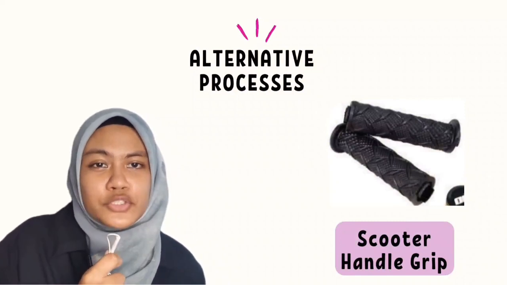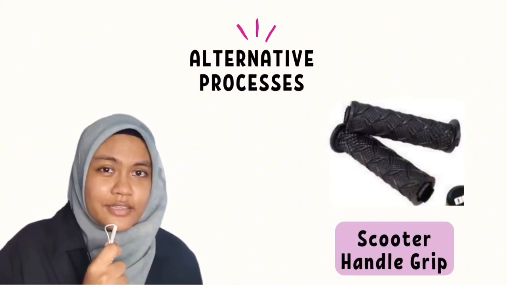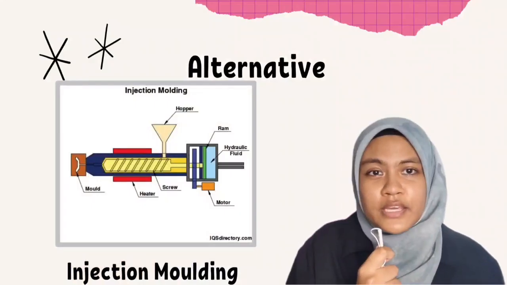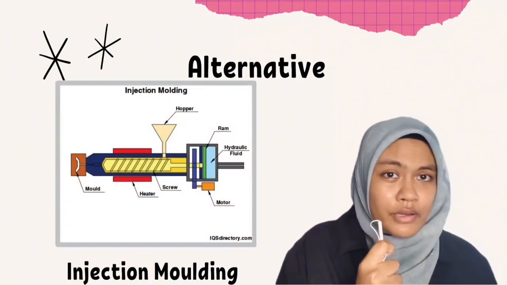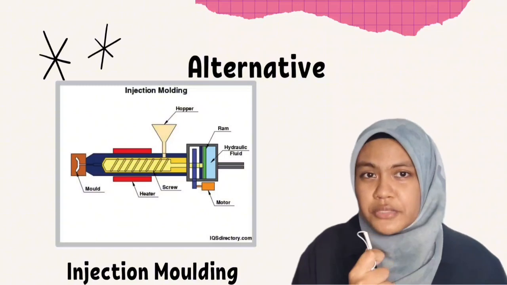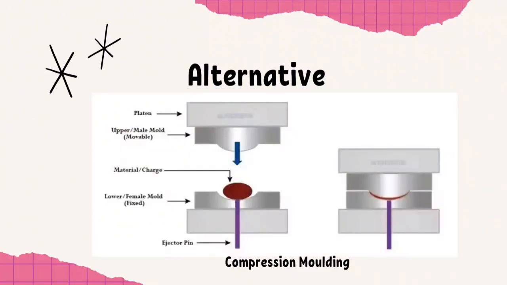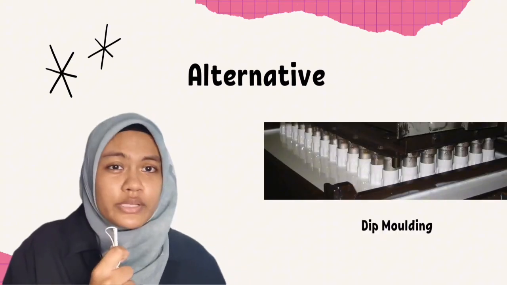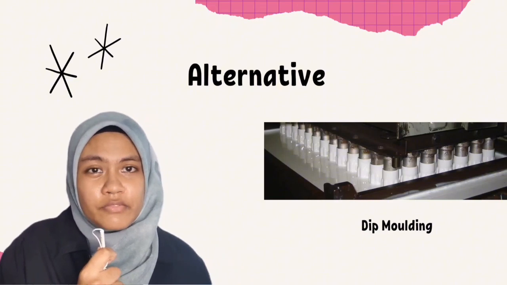The second part is the scooter handle grip. The first alternative is by using injection molding. Injection molding can be used for rubber or soft polymers. The second alternative is by using compression molding, a different approach from injection molding, particularly for silicone grips. The third alternative is by using dip molding. A mold can be dipped into liquid PVC to create PVC grips.